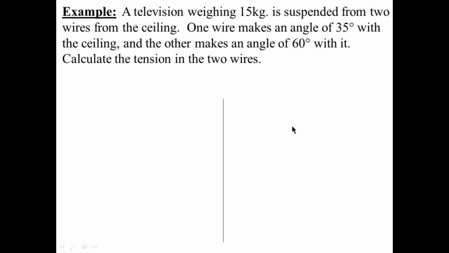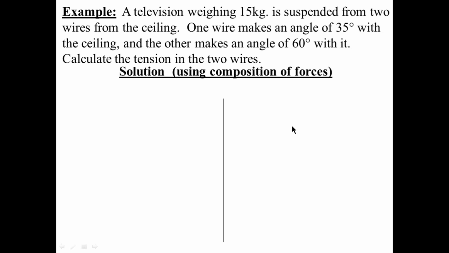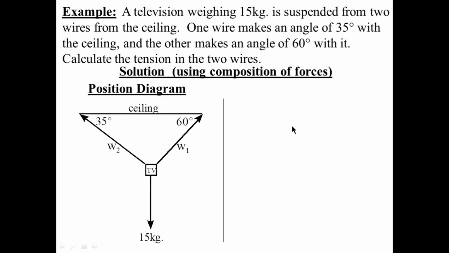Example, a television weighing 15 kilograms, suspended from 2 wires, attached to the ceiling at a couple of angles, 35 degrees and 60 degrees. Calculate the tension in the wires. We'll use composition of forces, and we'll make a position diagram, which is simply a diagram of reality. This is a TV, this is a wire, this is a wire, this is a weight on the TV, a force pulling down 15 kilograms. Reality as we would see it with our eyes.